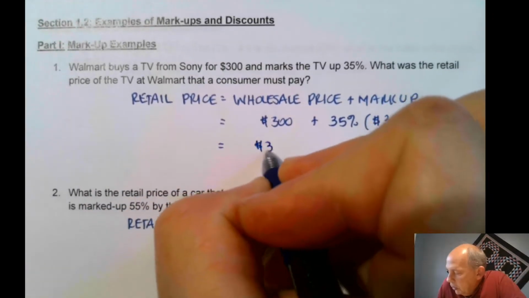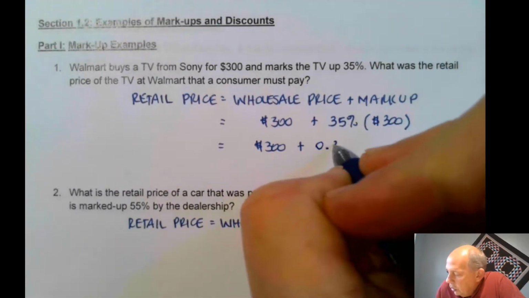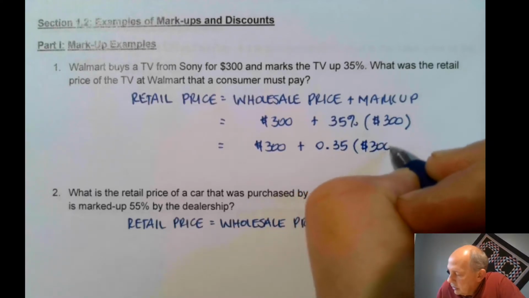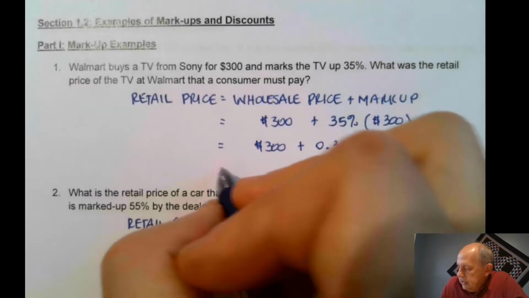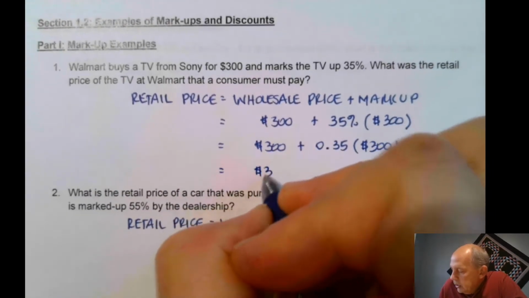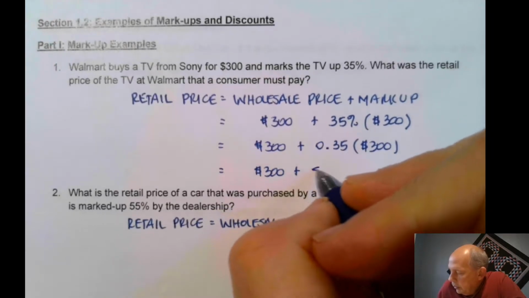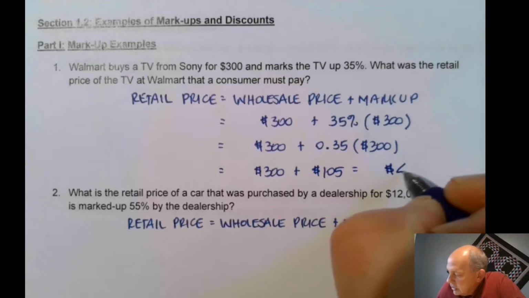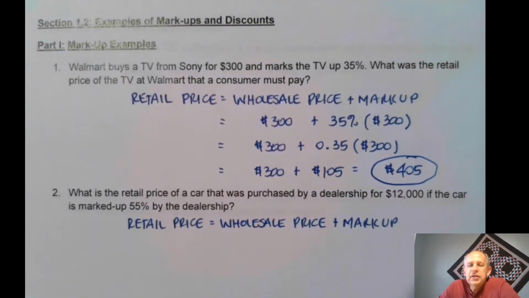So Walmart paid $300 for the TV. Don't forget, before we can multiply 35% and 300 together, we have to convert that to a decimal. So I would have $300 plus the markup is $105. The retail price that you pay at Walmart for that TV is $405.